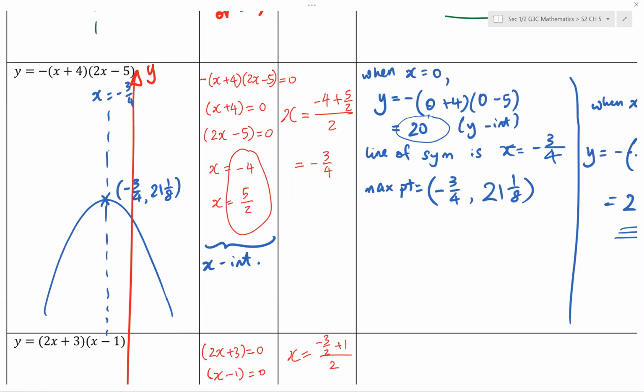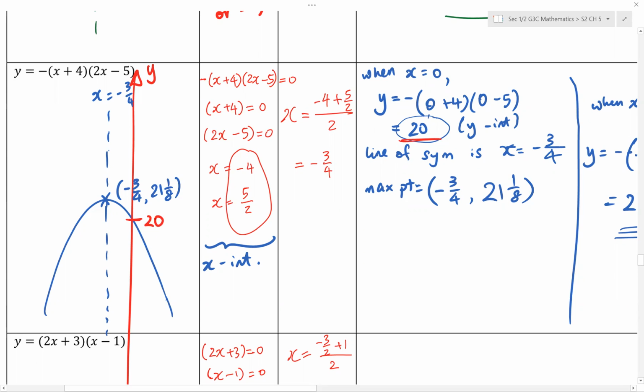So now that I've drawn my y-axis, can you see there's an intersection between the graph and the y-axis? What do you think this value is? The y-intercept. Did we already find out? Everything must fall in place. Cannot have contradiction. What is the y-intercept? It's 20. So this has a value of 20.